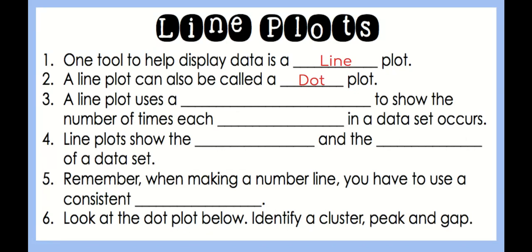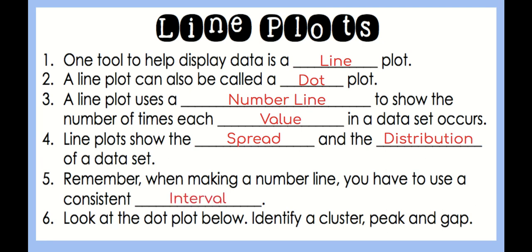Depending on what is shown, it's either an X or a dot. A line plot uses a number line to show the number of times each value in a data set occurs. So if there are 3 threes, you have 3 dots. Line plots show the spread and the distribution of a data set. By using the number line, you can see if more data is towards the beginning, the end, or equally spread out through the data set.